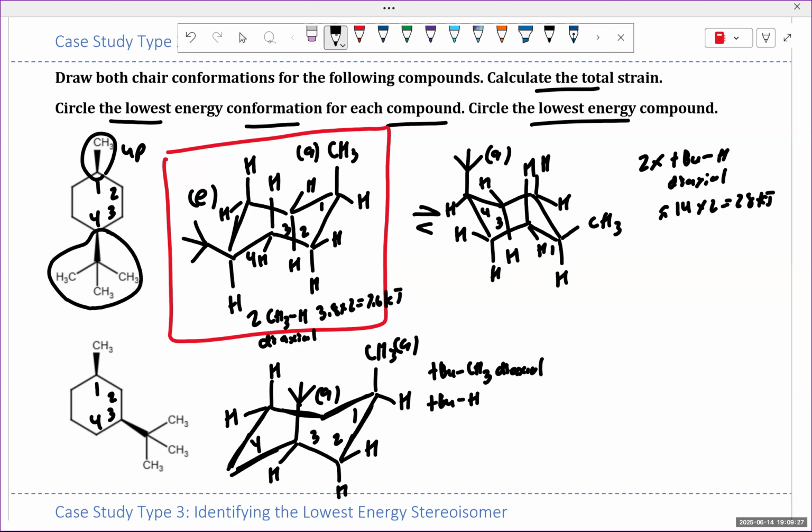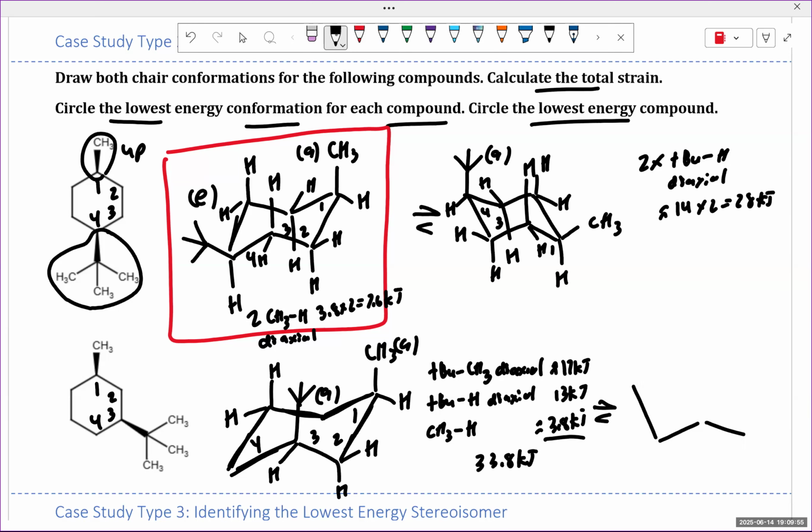We have a tert-butyl hydrogen diaxial interaction, and we have a methyl hydrogen. So we have about 13 kilojoules. This is just estimating, I'd say around 17 kilojoules, and the methyl hydrogen is 3.8 kilojoules. So in total, this is about 33.8 kilojoules of total strain. Let's look at what happens post-chair flip, as we may get some relief from all of this strain. Carbon 1 gets brought down, carbon 4 gets brought up.